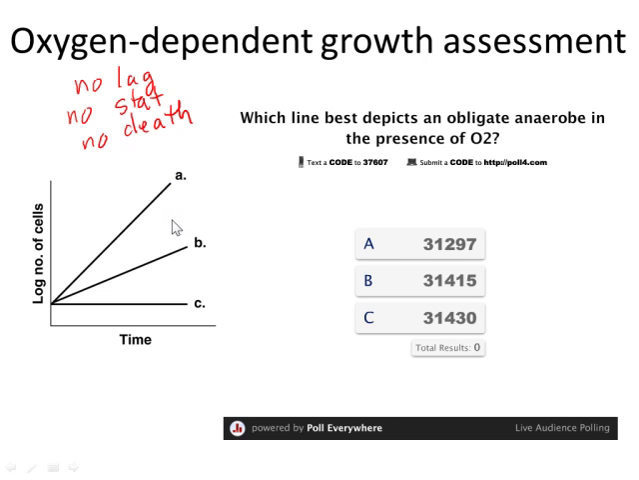directly impacted by how well it's growing. If cells are growing very well, we're going to have a very steep slope. If cells are not growing very well, we're going to see it be flatlined. So now here I'd like you to vote. If I have an obligate anaerobe, which line represents its growth in the presence of oxygen? A, B, or C? Press pause now and log in your vote.